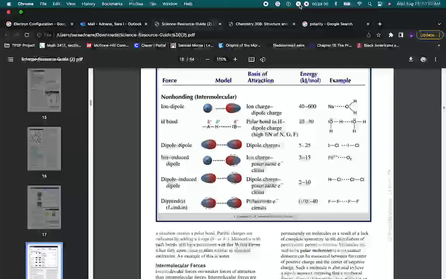So dispersion are your weakest of your intermolecular forces, and all elements that react with one another or compounds have them. Then we go into an instantaneous dipole reaction. This is slightly stronger than your dispersion force.